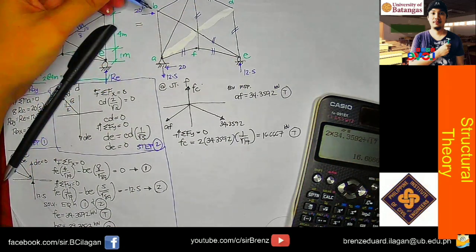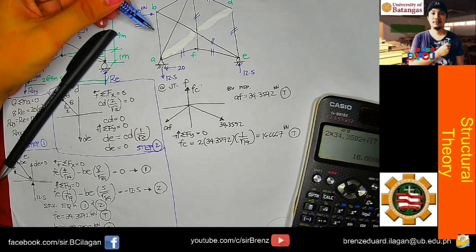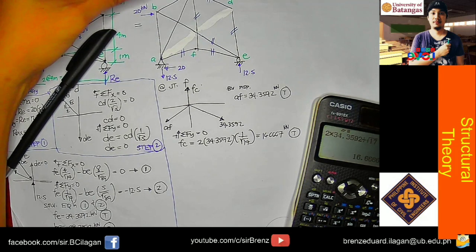So ilan na lang ang walang value? So isa, dalawa, tatlo na lang. So saan kaya tayo? Saan nyo gusto? Dito na lang sa joint A, kasi kung mag-joint C tayo, 4 pa yung member. Dito na lang para mas madali.